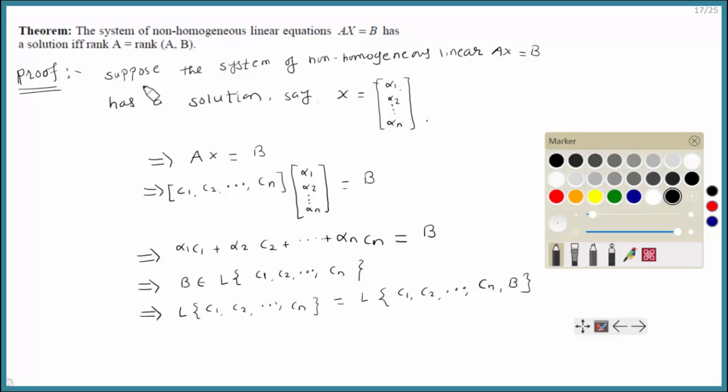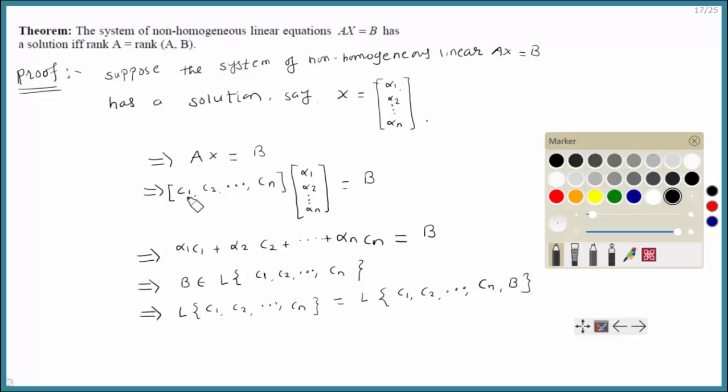There are two parts in the theorem. Let us see the first part, that is the direct part. Suppose the system of non-homogeneous linear equations Ax = B has a solution, say x = (alpha1, alpha2, ..., alphan). That is, this ordered n-tuple satisfies the given equation Ax = B. This implies that A x = B.